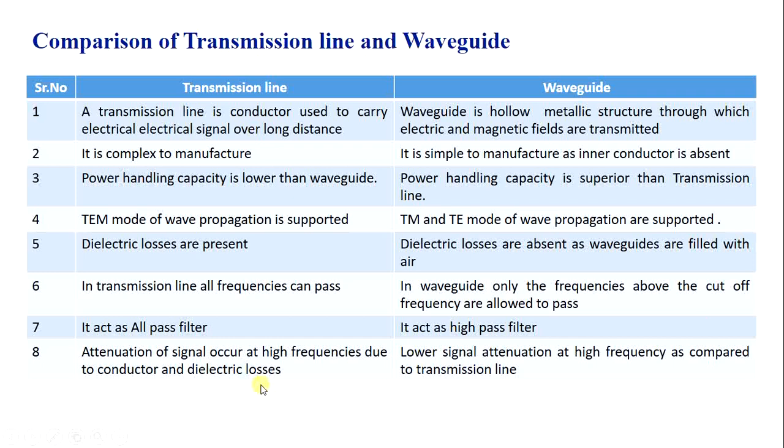Attenuation of the signal occurs at high frequency in a transmission line due to the conductor and dielectric losses, while in a waveguide there is lower signal attenuation at high frequency. So at high frequency, mostly waveguides are preferred.